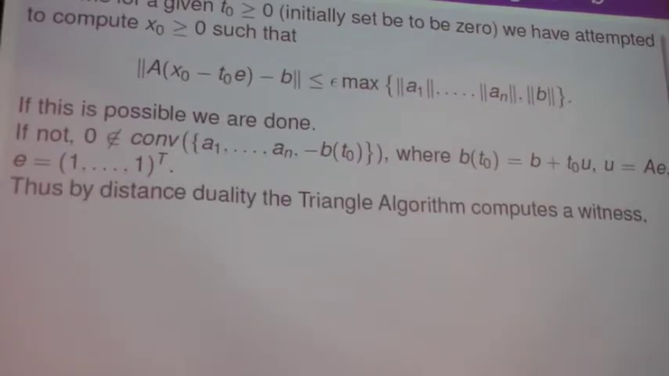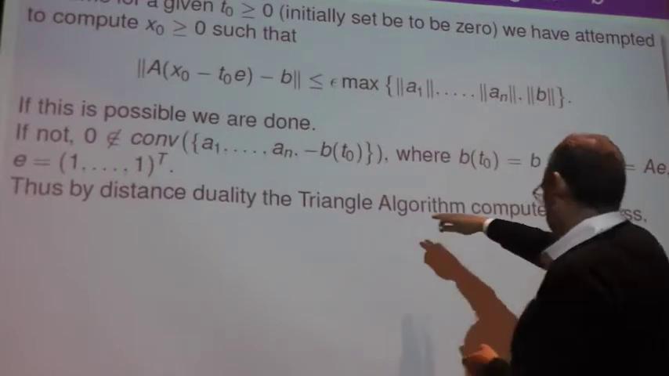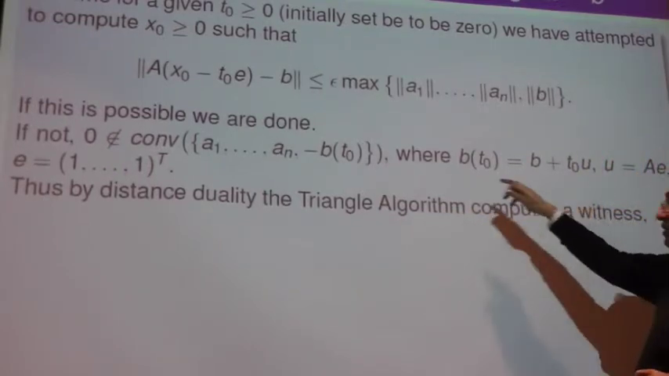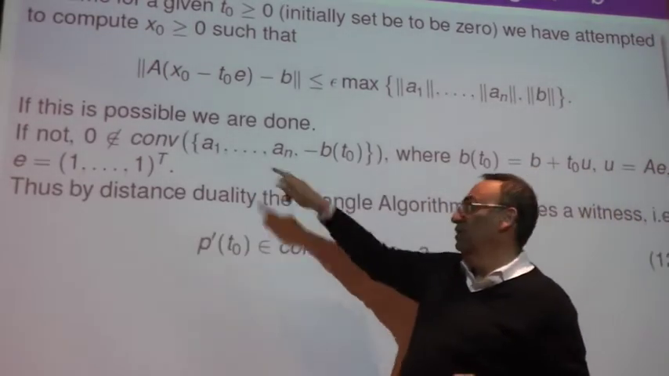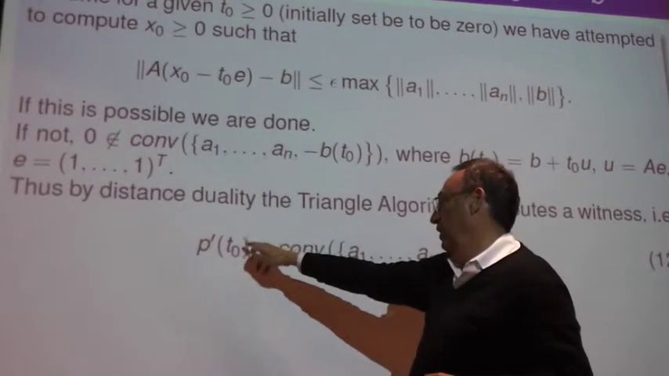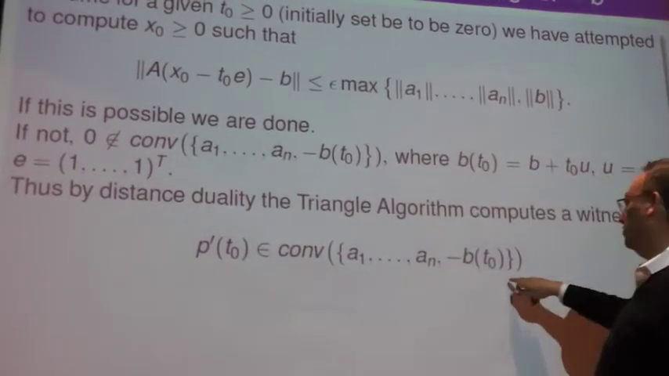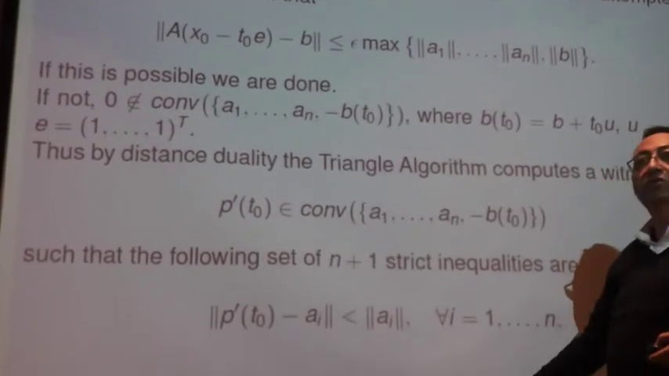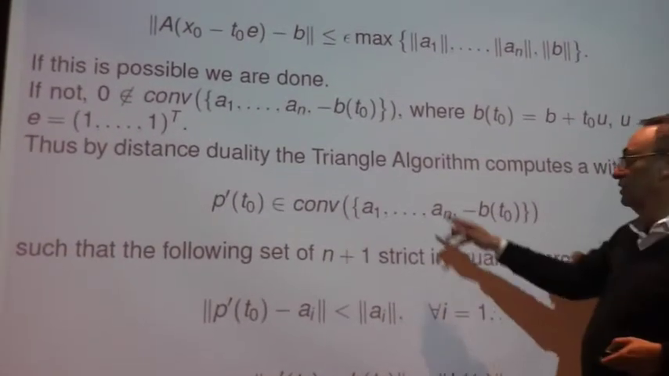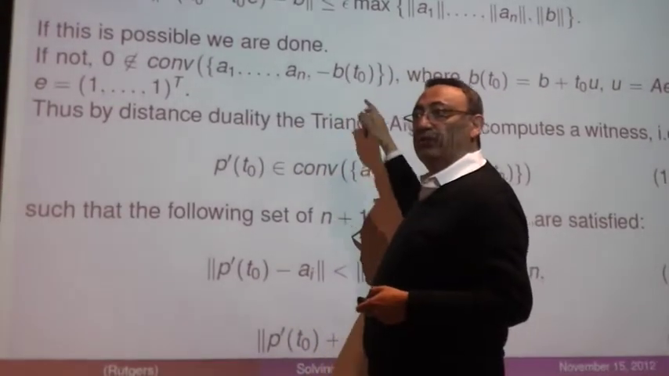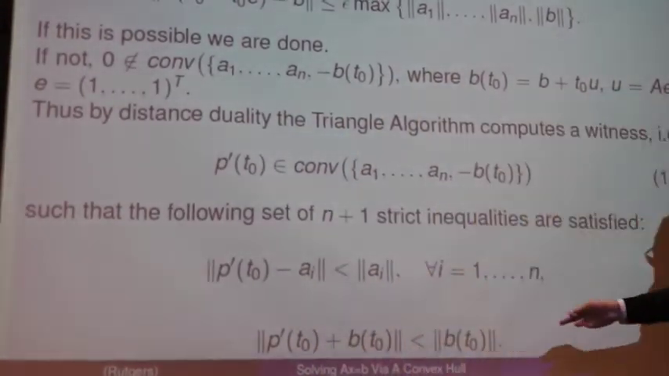Which means that by the distance duality, the triangle algorithm computes a witness with respect to this. In other words, it computes a point P prime of T0 in this convex hull such that these strict inequalities are satisfied. Strict inequality, the distances compared with this and the distances compared with this. So all these are strict inequalities.